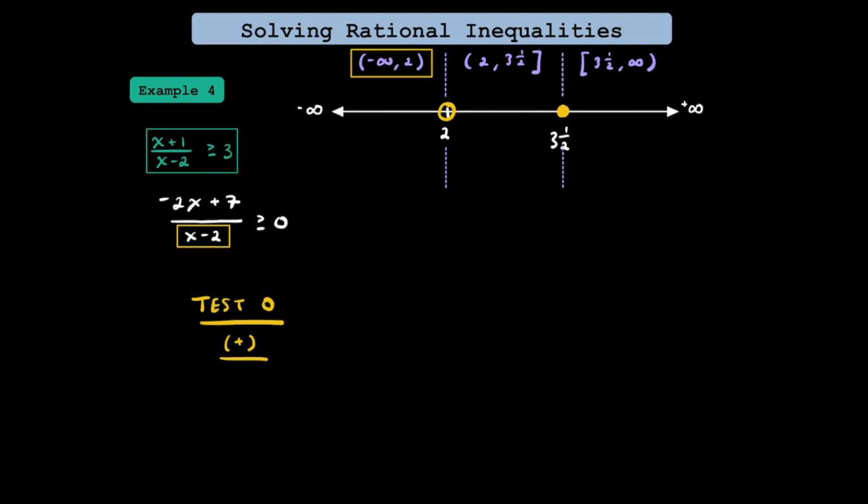Plugging in 0 to the denominator, 0 minus 2 is negative 2, which is a negative value. A positive divided by a negative is going to be a negative, so everything in this interval is going to be negative. For the second interval here, I'm going to test the value 3.